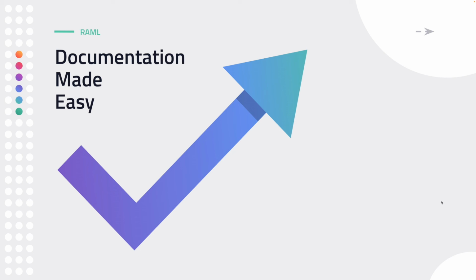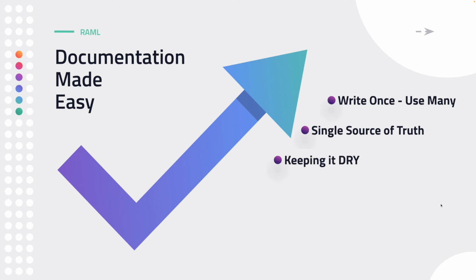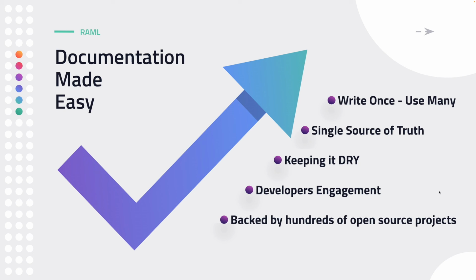What are the principles? Write once, use many: multiple programming languages, multiple output formats. We don't need to synchronize the documentation manually. Single source of truth: the documentation is managed in a single place, the source code. If the code doesn't work, the documentation doesn't get updated. Keeping it DRY, don't repeat yourself, with reusable definitions, resource types, samples. It is written by the developers, the people who know best what is going on. And it is backed by open source projects.